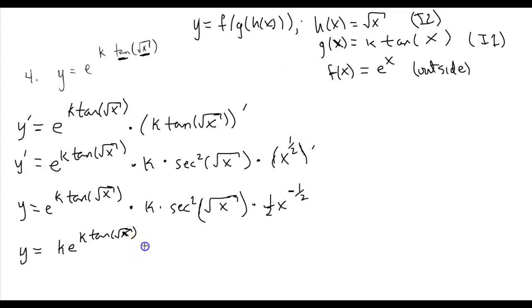And then here we have secant squared of square root of x. And here, this will be divided by 2 times square root of x there. And so that would be what this particular derivative would end up looking like once we got everything written in a compact form.